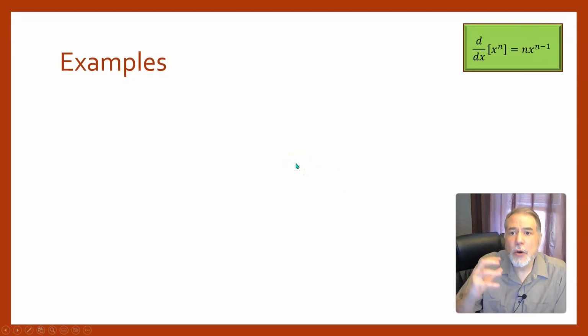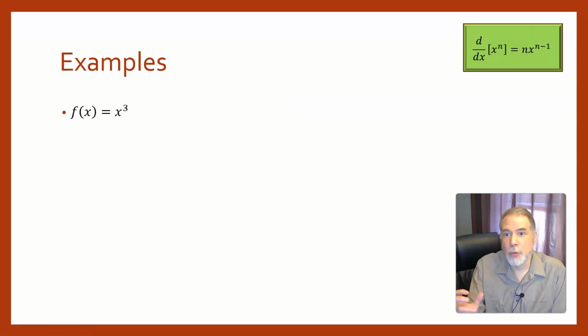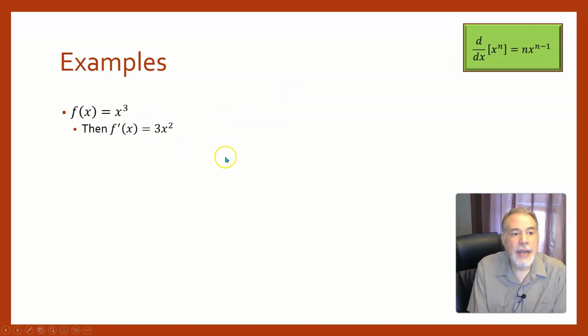So let me go ahead and show you some examples of this rule in action so you can see how it works. If f of x equals x cubed, that is, the function we want the derivative of is x to the third power, then f prime of x would be 3 times x to the 2 power. It's the original power times x to that power minus 1.